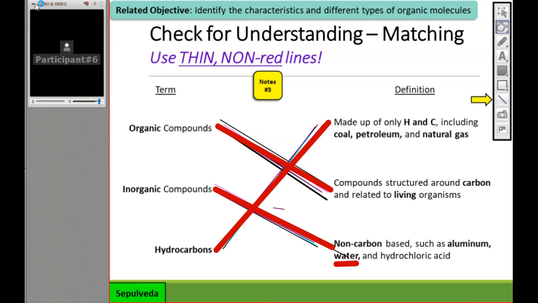And hydrocarbons are only made up of hydrogen and carbon, including coal, petroleum, and gas. This is number 3 in your notes.